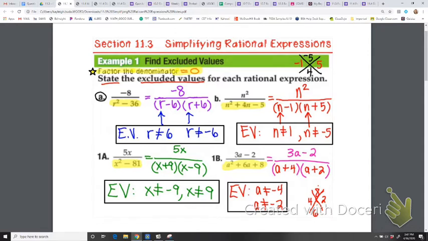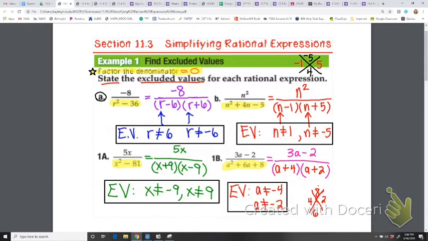Likewise, down below, 1a is very similar. You have 5x over x squared minus 81. X squared minus 81 is a difference of squares again, so that factors into x plus 9 and x minus 9. So the 2 excluded values for that one are a positive 9 and a negative 9.